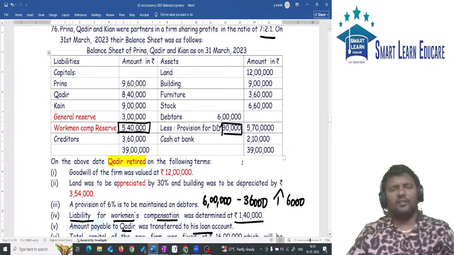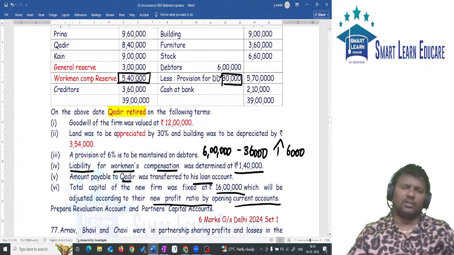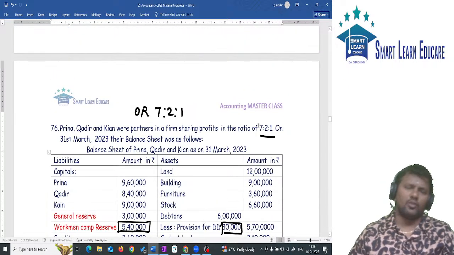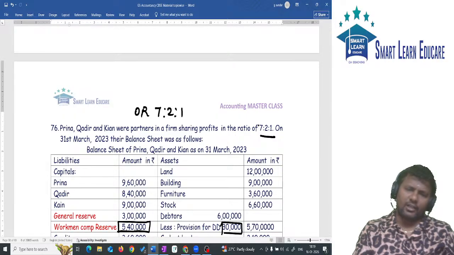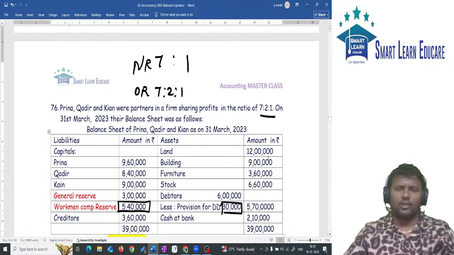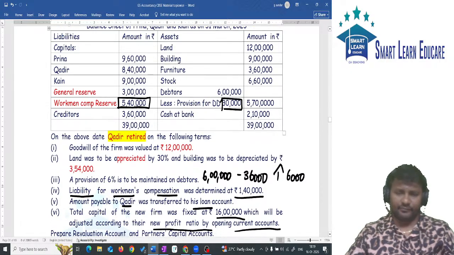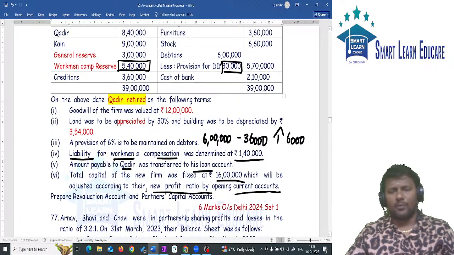and try the ratio step. The ratio is nothing, it is an easy step. No ratio is given, meaning they continue to share their profit in their old ratio. When Q retired, what is the new ratio? 7:1 is the new ratio. Land appreciated, there is revaluation, there is reserve, there is goodwill. Good question. There is capital proportionate adjustment.